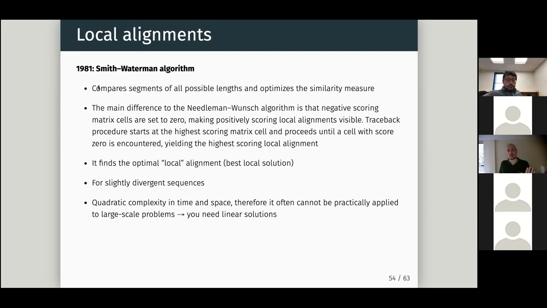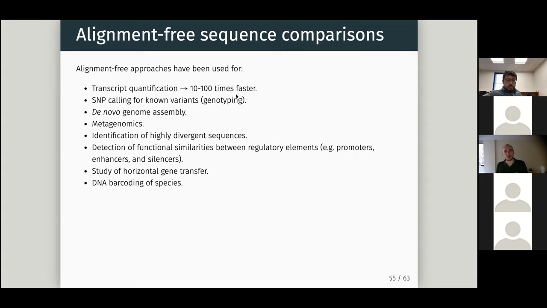Just really to mention it, the original approach by Needleman and Wunsch was actually generalized in 1981 by Smith and Waterman with an algorithm that does not only find optimal global alignments, but actually can essentially find the best local alignments between two sequences. I won't go into details on how this actually works, but just to know that it's there. Then there are the, let's say, so-called alignment-free approaches, which you can still use to find similarity between things.